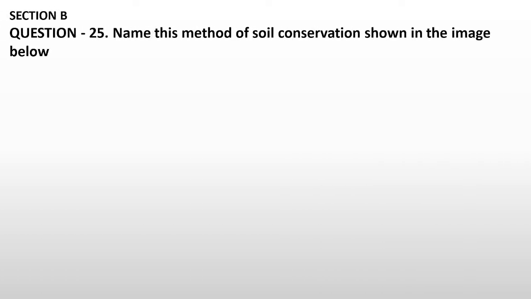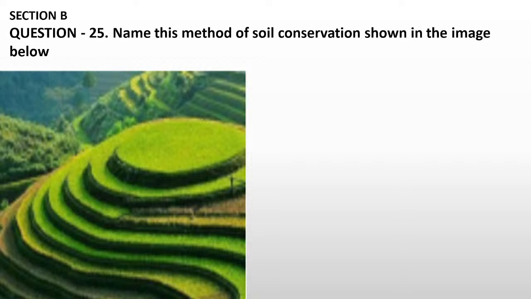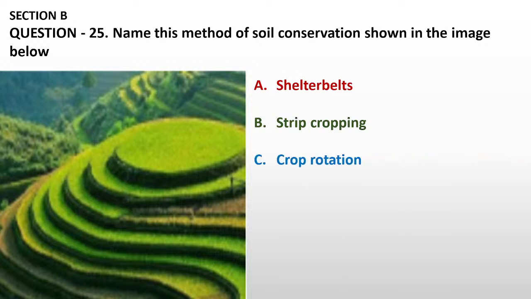We come to section B, question number 25. Name this method of soil conservation which is shown in the image. Look at the image, and your options are A. Shelter belts, B. Strip cropping, C. Crop rotation, D. Terrace farming. So look at this image and find out which is this method of soil conservation.